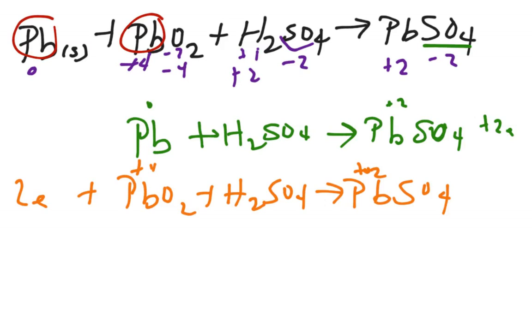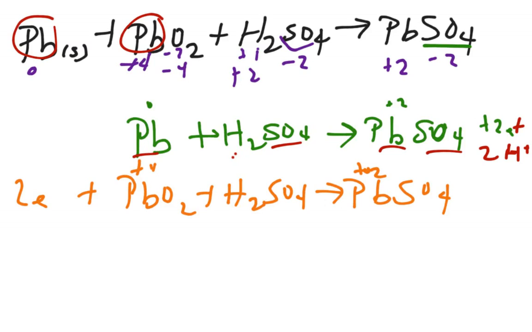Alright, so now let's look at everything else. Here my Pb is balanced, so I'm good there. My SO4 is balanced, I'm good there, but I have 2 hydrogens here, so I've got to add on 2 hydrogens down there. Alright, so then that one's all done, he's all taken care of.